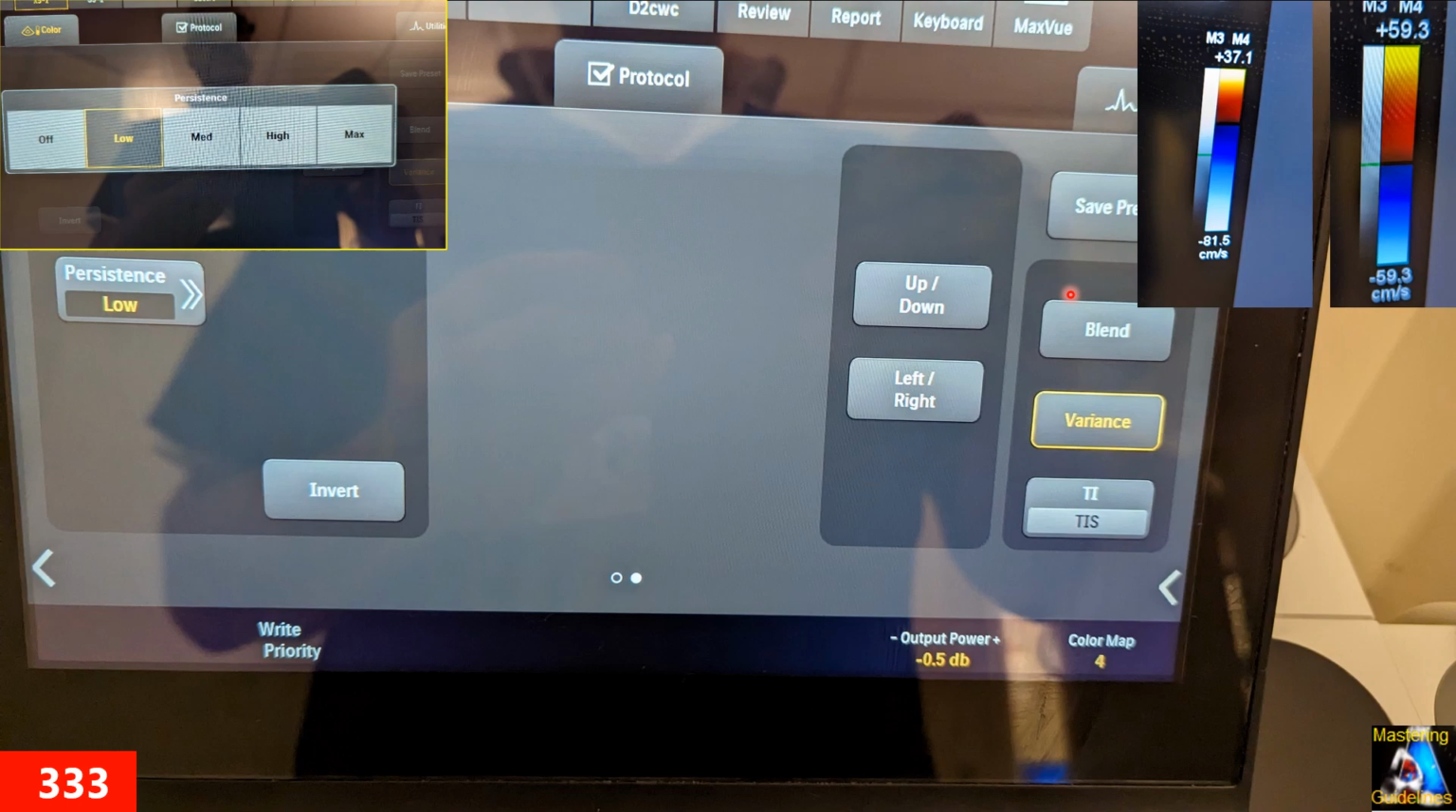Another one is invert, which lets us invert the colors. Usually in echo, we show positive as red and negative as blue, and we try not to play with that one. But in vascular, because most of the time we want to see the direction, and our mindset has been fixed for arterial as red and venous as blue.